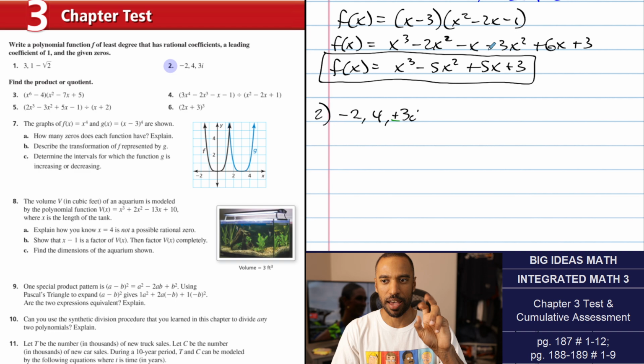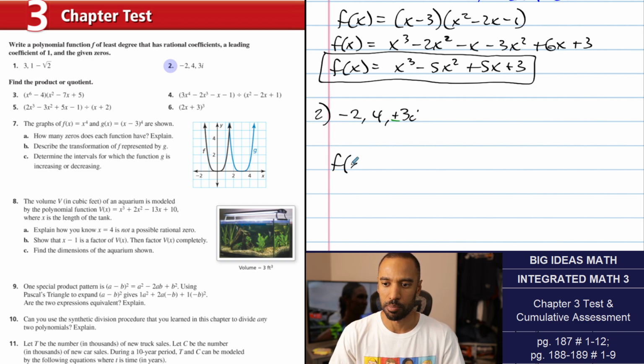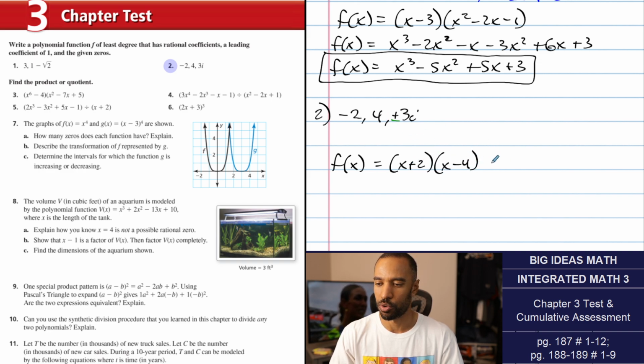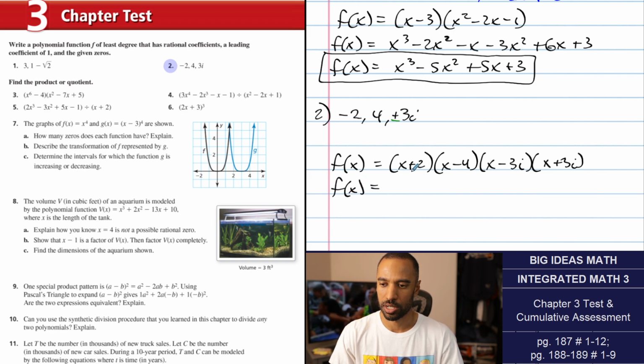I'll do it kind of more book fashion this time, just because these factors are going to be pretty easy to work off of. x plus 2 was from root of negative 2. x minus 4 is from the root of 4. We got x minus 3i times x plus 3i. Now, this is a difference of 2 squares over here. We'll get to that portion. This is just standard FOILing. Let's just do any 2 at a time, these 2 here. We'll get x squared minus 4x plus 2x minus 8.